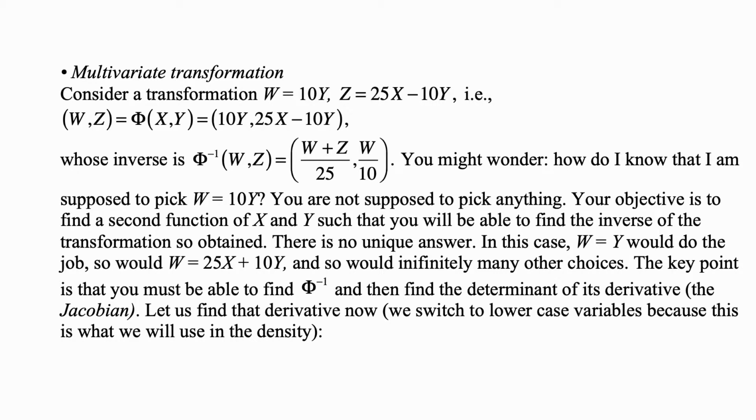And you might ask here, how do I know that I'm supposed to pick W equal to 10Y? Well, you're not supposed to pick anything specifically. The objective is to find the second function of X and Y such that you'll be able to find the inverse of the transformation relatively easily. There is no unique prescribed answer. You just have to work with something that lets you work with it. For example, W equal to Y would do the job. And W equal to 25X plus 10Y would do the job, as long as you can find an inverse.